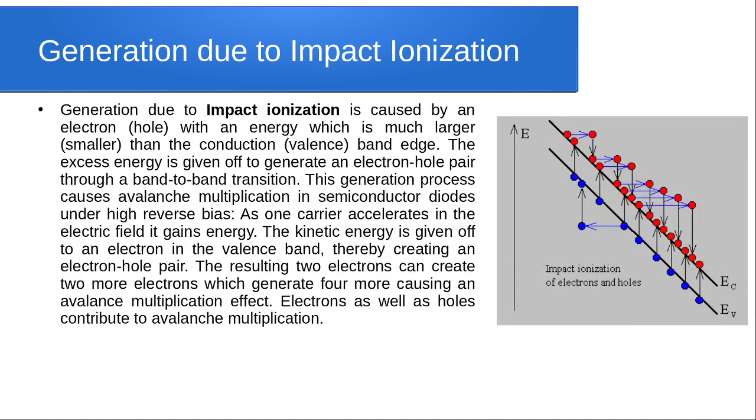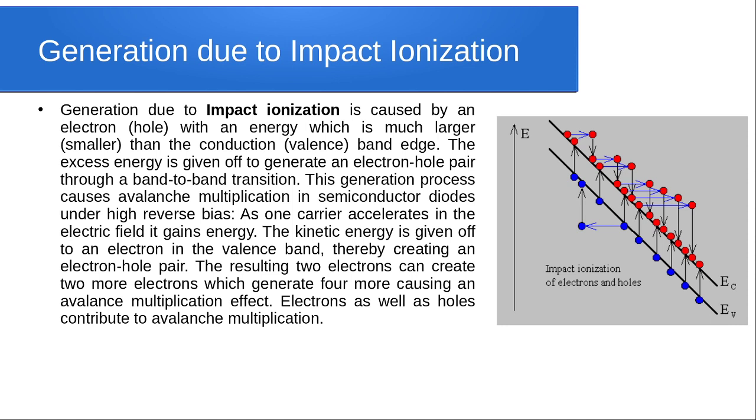The next type of generation is by the application of an electric field. This can be termed as generation due to impact ionization. Generation due to impact ionization is caused by an electron with an energy which is much larger than the conduction band edge. This excess energy is given off to generate an electron-hole pair through a band-to-band transition.